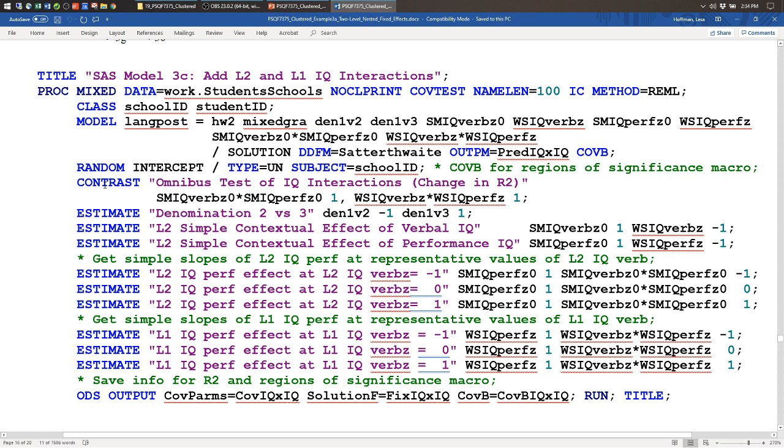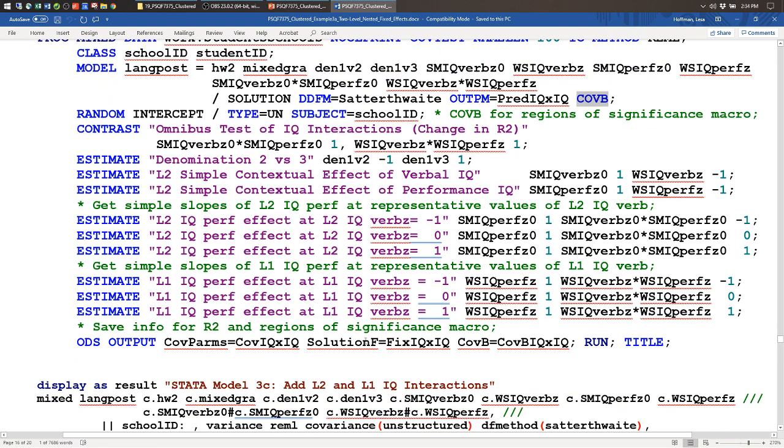So I have a contrast for whether or not the two new interaction terms as a set improve the model. I have asked for COV-B, which is the asymptotic covariance matrix of the fixed effects. That has extra things in it you need for the regions formula. And I am saving that covariance matrix, the solution for fixed effects, and the covariance parameters to data sets so that I can then do the math on them to get the regions of significance.